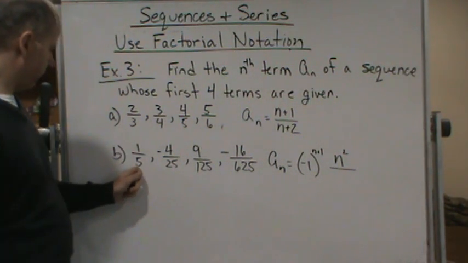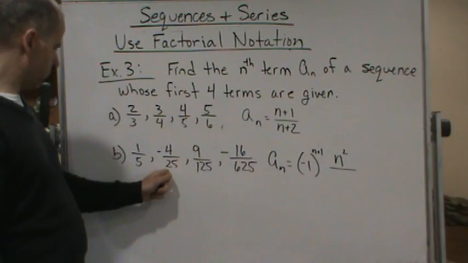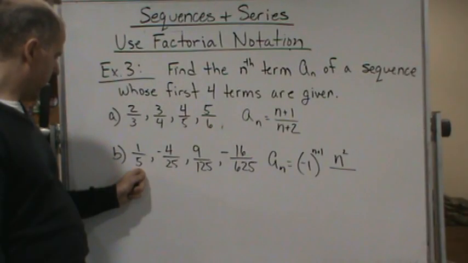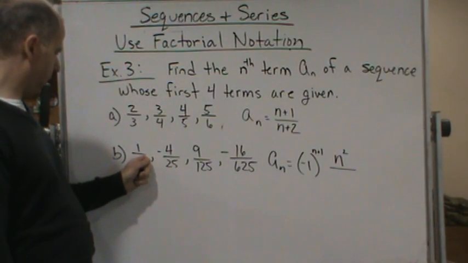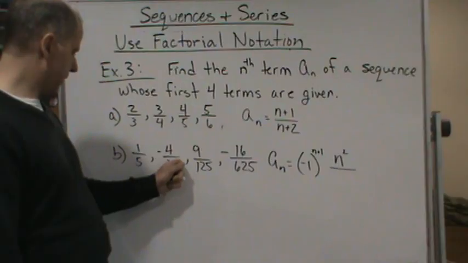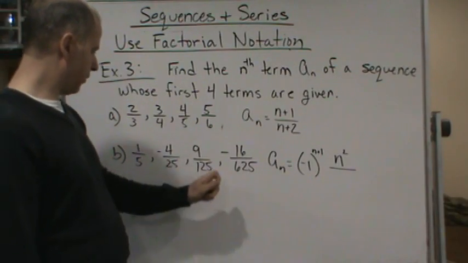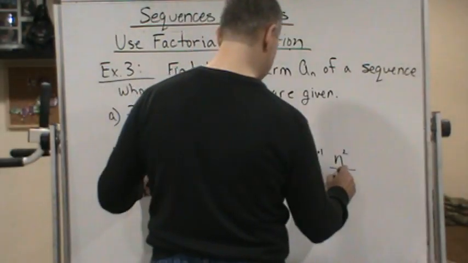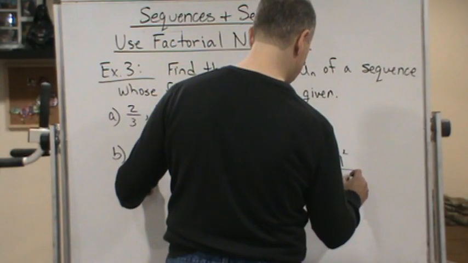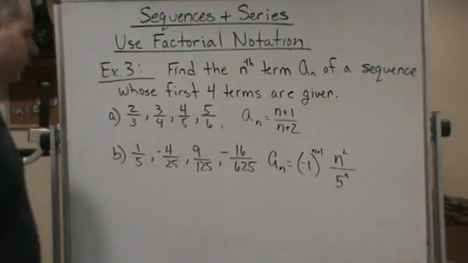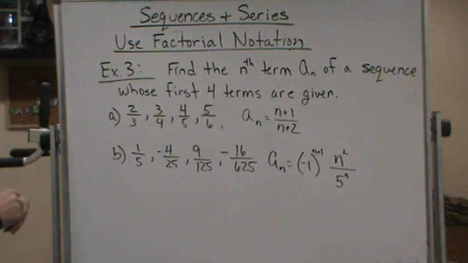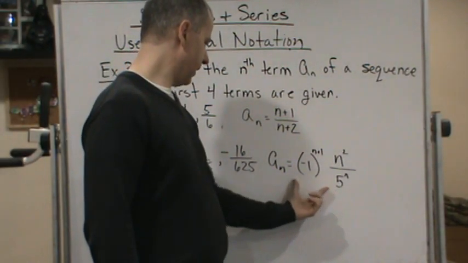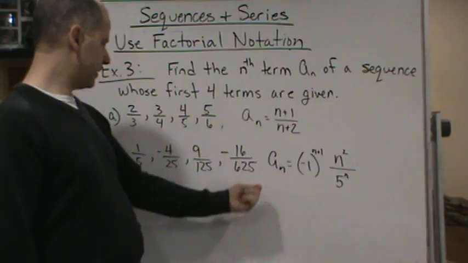Now the bottom here looks like what? It goes 5, 25, 125, 625. So it's 5 to the first power, 5 to the second power, 5 to the third power, and 5 to the fourth power. So this is going to be 5 to the power of n. And so that is the nth term, a sub n. So this describes the sequence.